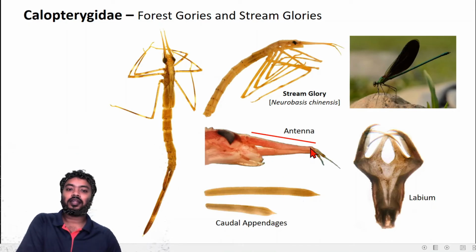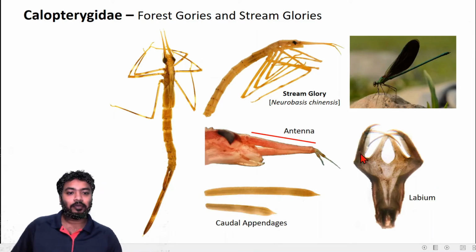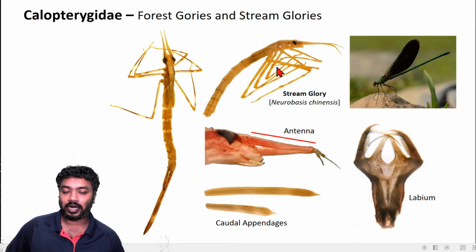Here also the length is quite long, but you can make out the difference just by looking at the labium between this stream glory and forest glory. The labium is very unique. See here, the median cleft is very deep. And this labium of the Vestalis is not very long, but in case of Neurobasis, the labium is quite long. So that is the difference between these two genera.